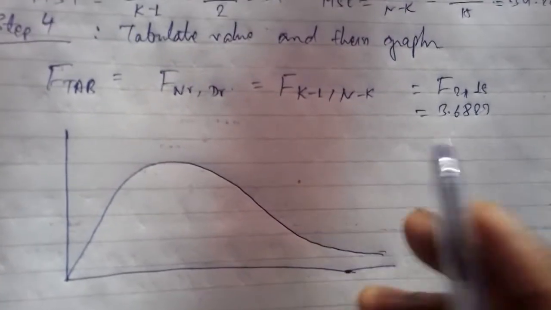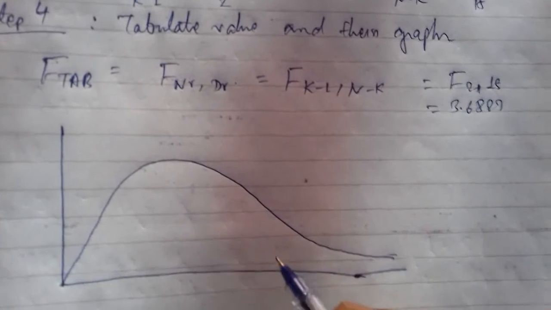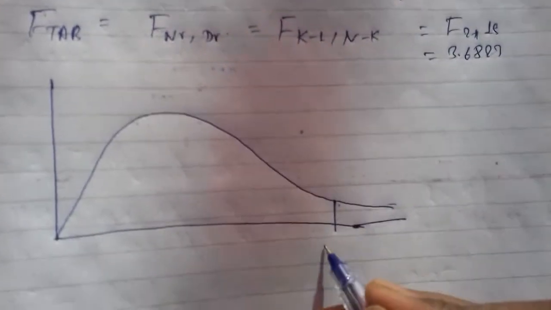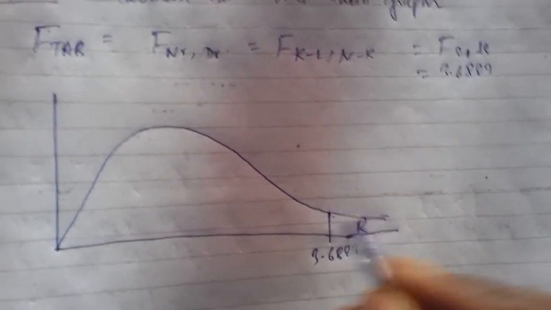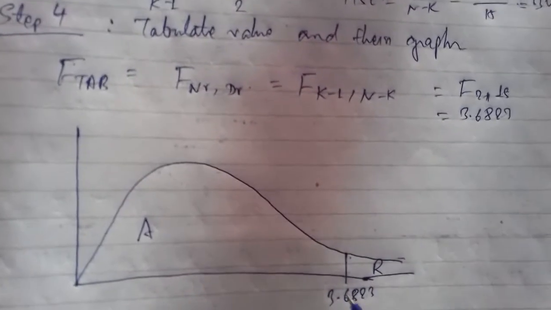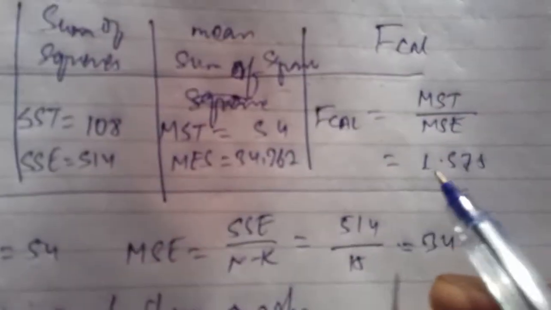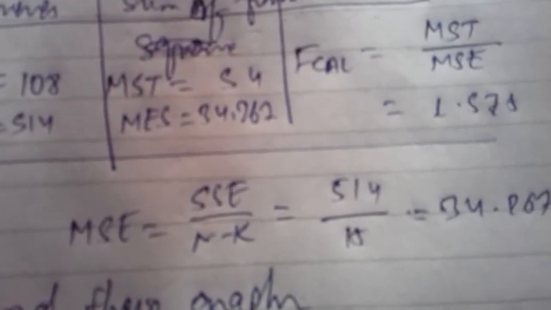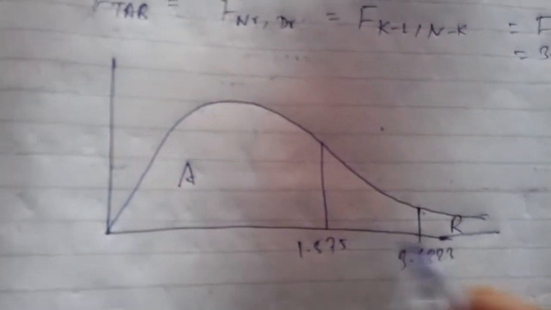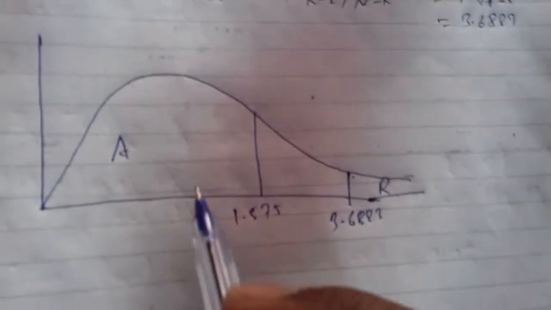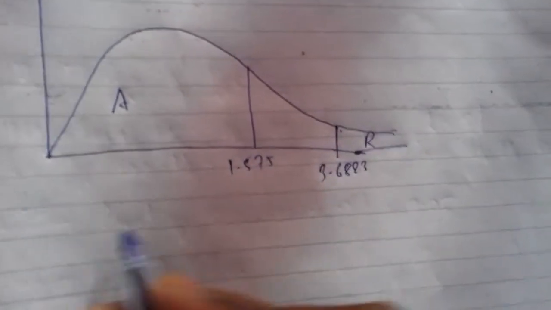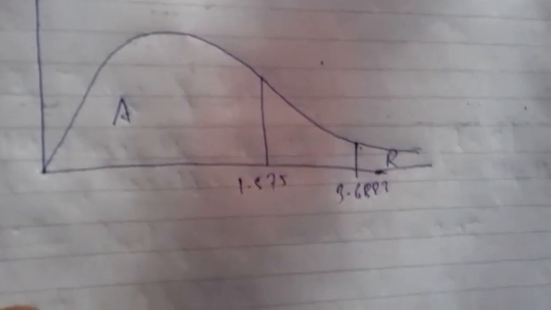Here we have the value 3.6823. For this part we reject, and for this part we accept. We have calculated F, that is 1.575, and it comes on this side. So 1.575 comes in the acceptance region. So the null hypothesis we assumed was correct.